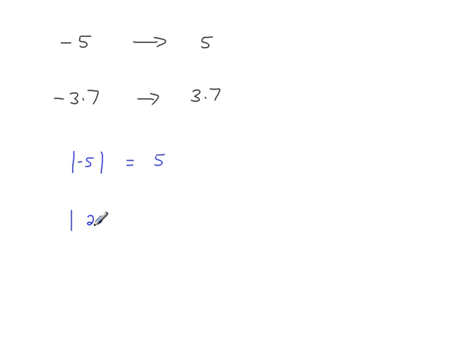So let's say if I've got this, what's the modulus of 2 minus 10? Now 2 minus 10 is -8. So without regard to the sign, the answer is just 8, a positive value.